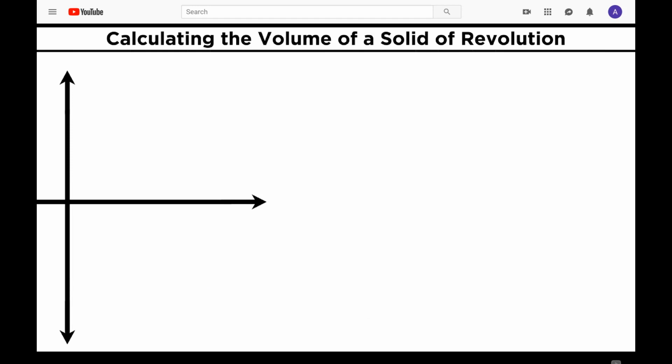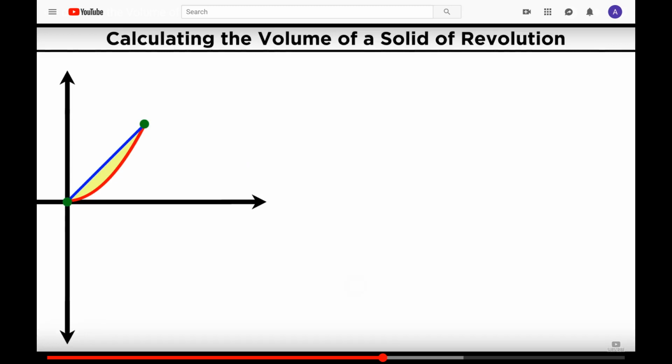Unfortunately, this technique does get a little trickier. While rotating one function around an axis gives us one type of solid, if we take the area enclosed between two functions... Look at this. Now you have two functions, and you want to find this, right? So I'll tell you what, how about we leave that for later, and let's go to our notes.